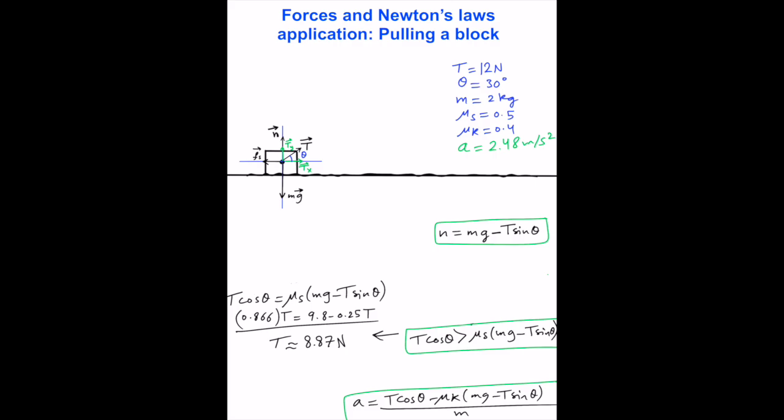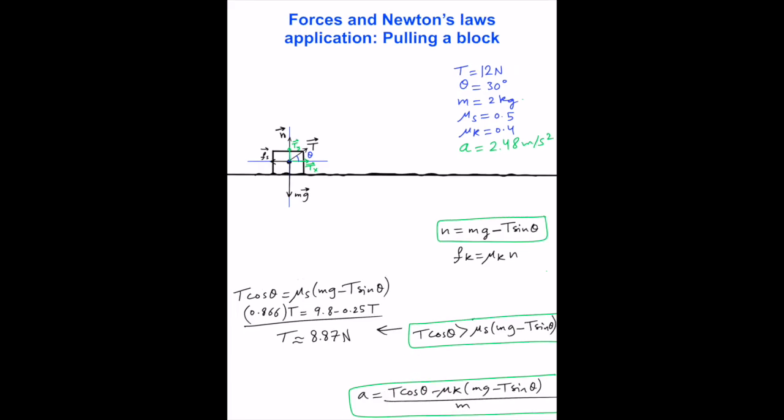So let's check what happens when we change each variable. If we increase the tension in the rope, it will increase the acceleration because there will be more horizontal force and less friction, because T sine theta will reduce the normal force. And if we increase the mass, it will have more inertia, so less acceleration. Also, increasing the mass will increase the friction because it will increase the normal force. In addition, increasing the static friction will make it harder to start moving, and increasing kinetic friction will make it have smaller acceleration once moving, as you can see here.